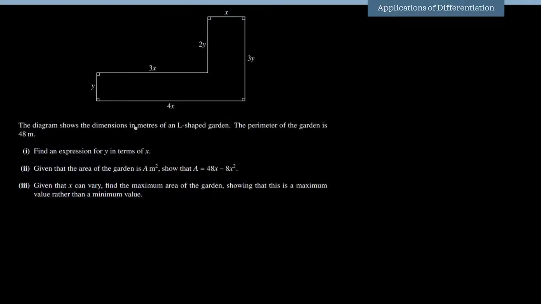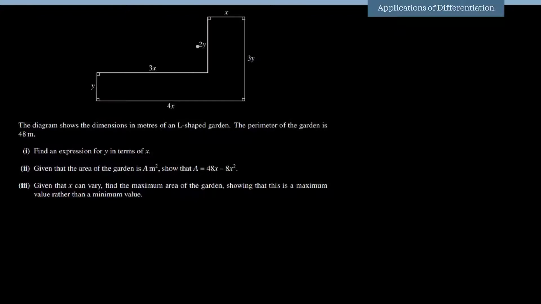The diagram shows dimensions in meters of an L-shaped garden. The perimeter of the garden is 48 meters. In the first part of the question, I need to find an expression for y in terms of x. So this is an L-shaped garden and the perimeter of this garden is given to be 48 meters.